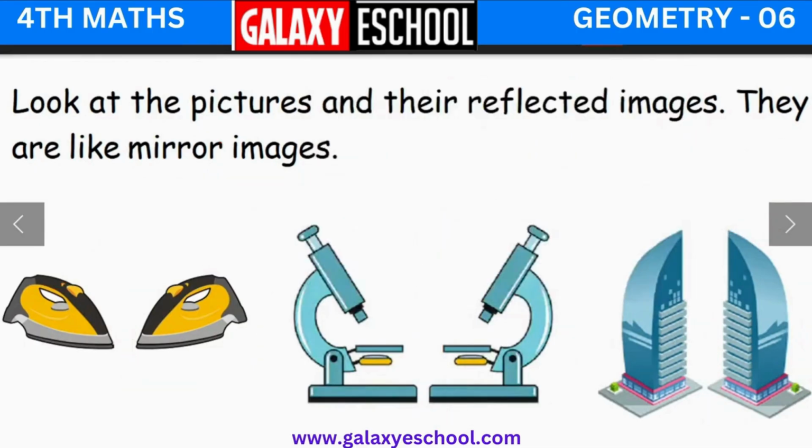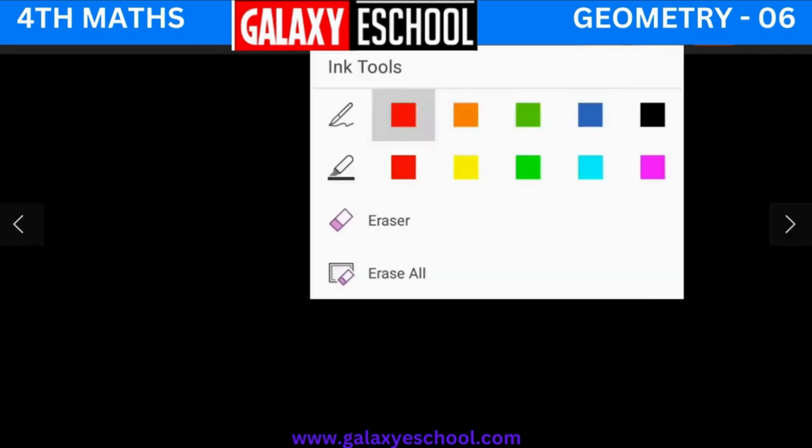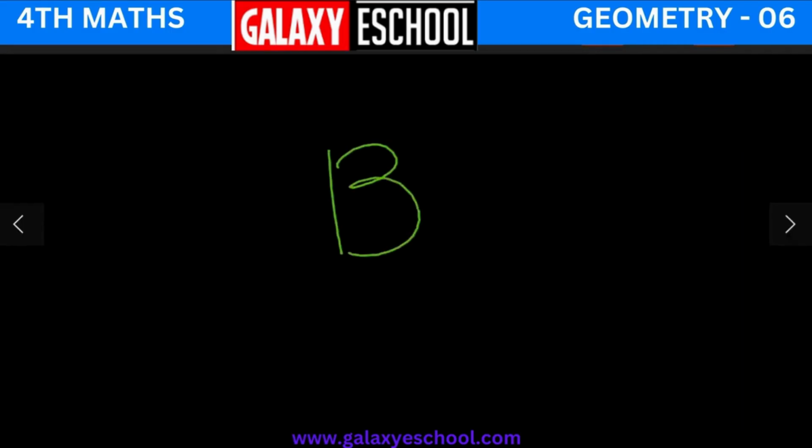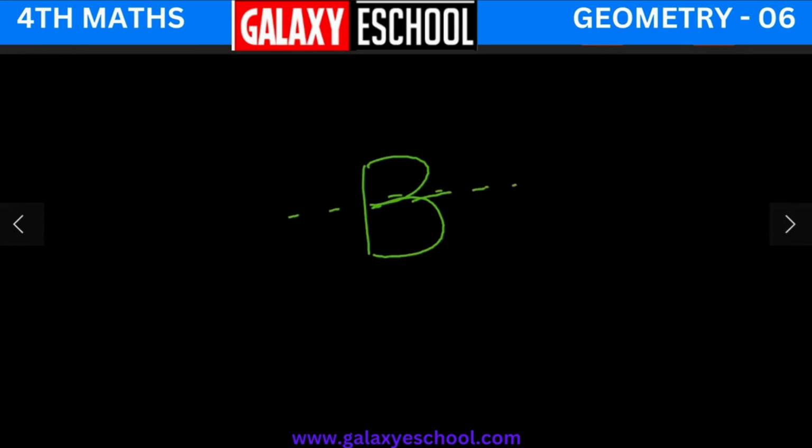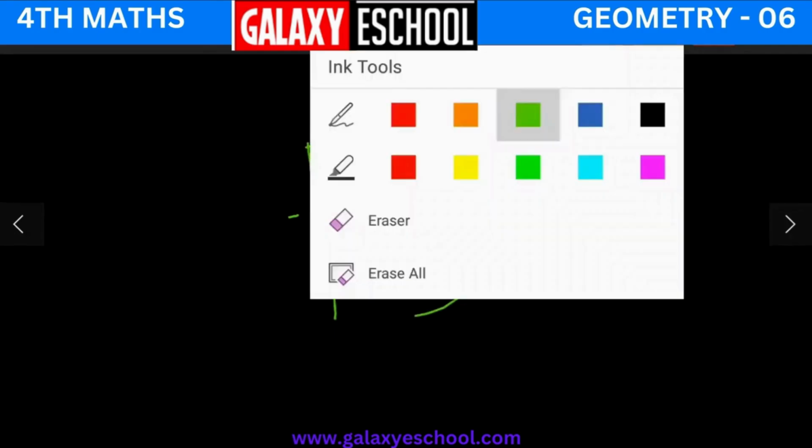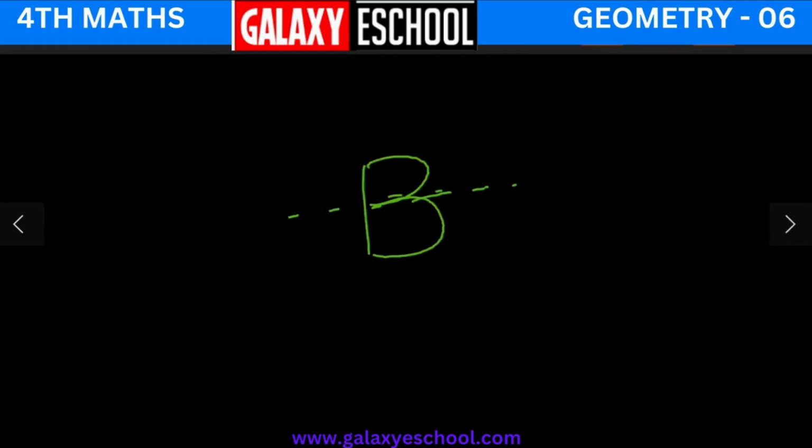Now you might get confused between the symmetry that we have learned and these reflected images. See children, if we have B, say the letter B, the alphabet B. What is the line of symmetry here? Here, this dotted line in the middle becomes the line of symmetry. It is dividing the given alphabet into two halves, into two mirror halves. The whole letter is already present and our line of symmetry is dividing it such that both the parts are the mirror halves of the given alphabet.